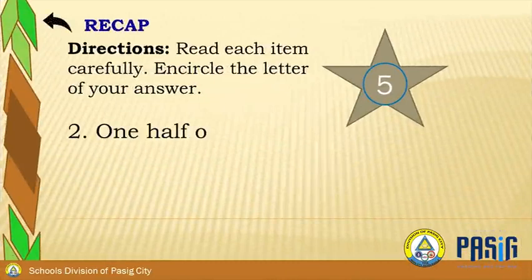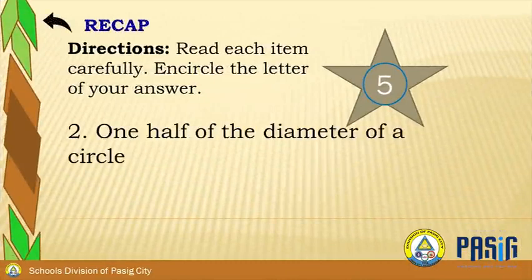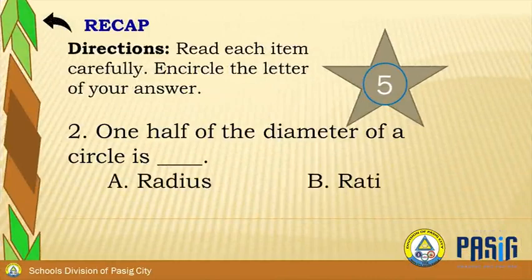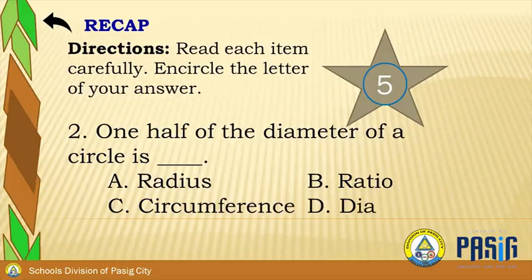One half of a diameter of a circle is blank. Is it A, radius, B, ratio, C, circumference, or D, diameter?